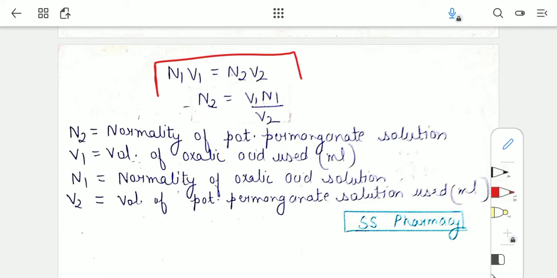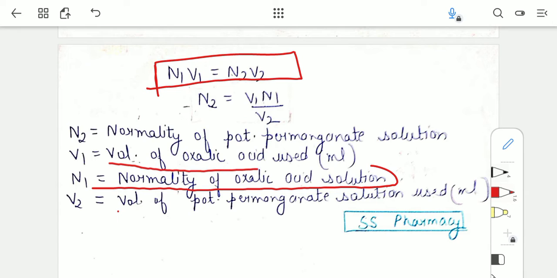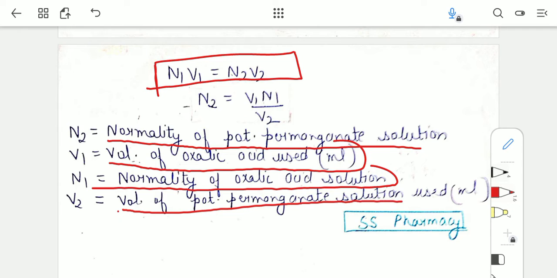So N1V1 is equal to N2V2. Here N1 is the normality of the oxalic acid solution which we have taken in the conical flask. V1 is the volume of oxalic acid used in ml. N2 is the normality of potassium permanganate solution, and V2 is the volume of potassium permanganate solution which will be used. Okay, so all of these values, N1, V1 as well as V2, we can easily obtain by performing the titration, and after that we will put all of these values in this equation, and then we will finally get the final strength of our potassium permanganate.